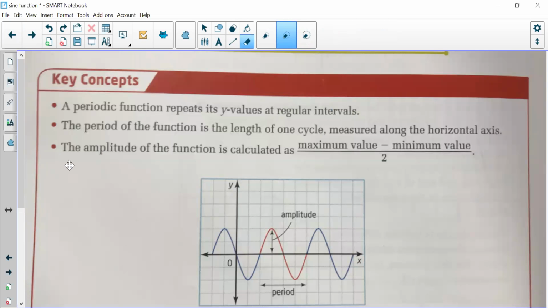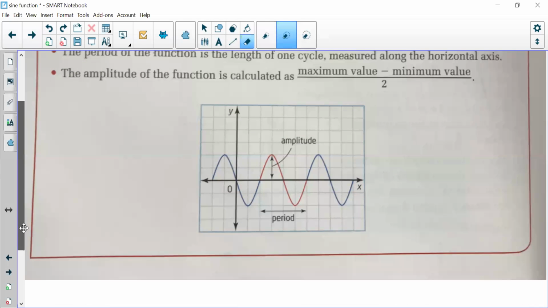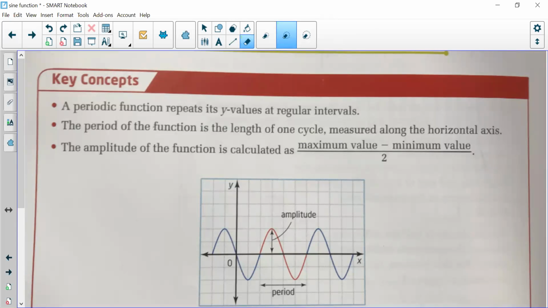Here are the key notes from what we've done. A periodic function repeats the y values at regular intervals. The period of the function is the length of one cycle. We measure that along the horizontal axis because that's typically time, or it's definitely our independent variable that we're measuring on the x-axis. Amplitude: take the maximum and the minimum, divide by 2. Period, amplitude, everything's there. Any questions so far?